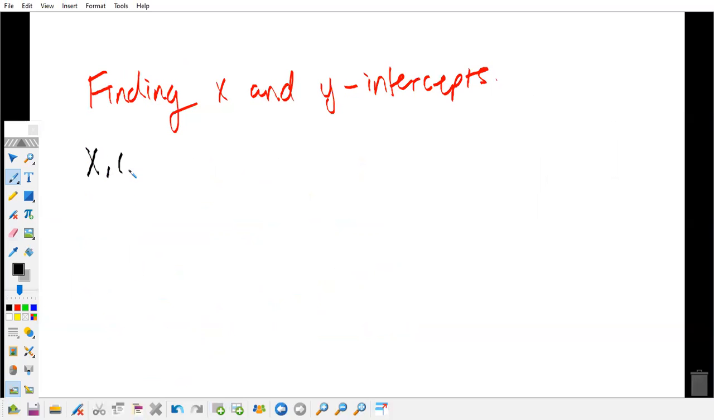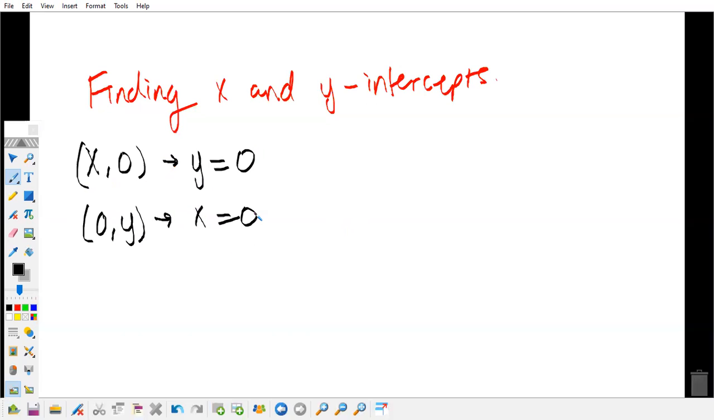Your x-intercept means you have x comma 0, right? An x value comma 0. So if you're looking for your x-intercept, that means you're going to let y equal 0. When you have your y, it's 0 comma y. So when you're looking for your y-intercept, you're going to let x equal 0. I was really hoping that someone remembered that, but it's all good.